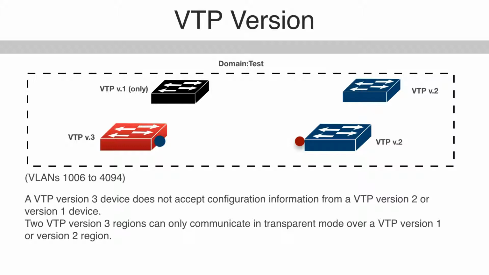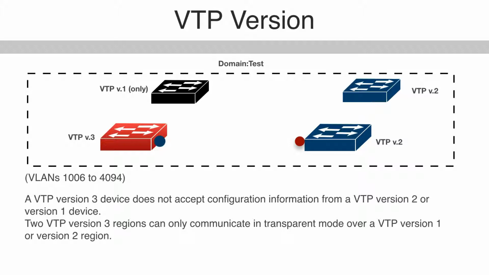When a VTP version 3 device detects a VTP version 2 device on a trunk port, it continues to send VTP version 3 packets, in addition to VTP version 2 packets, to allow both kinds of neighbors to coexist on the same trunk. A VTP version 3 device does not accept configuration information from a VTP version 2 or version 1 device. Two VTP version 3 regions can only communicate in transparent mode over a VTP version 1 or version 2 region. Devices that are only VTP version 1 capable cannot interoperate with VTP version 3 devices.